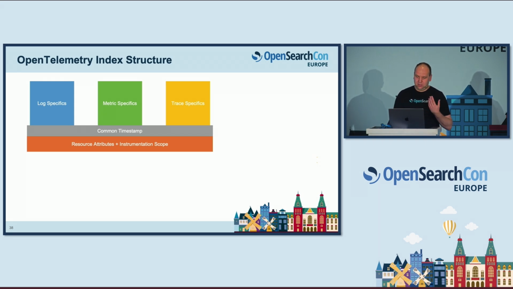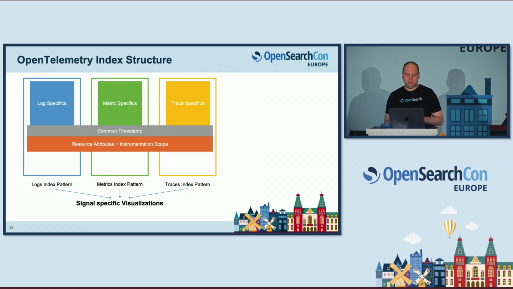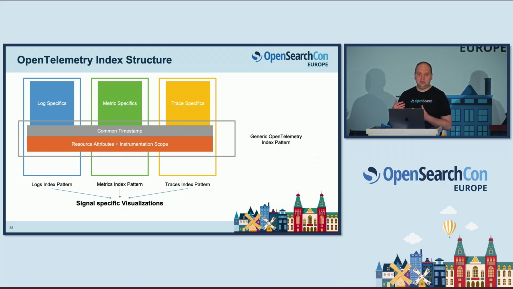That means now, when we go to OpenSearch Dashboards and introduce index patterns, it's quite clear we can create a log index pattern, a metrics index pattern, and a trace index pattern, so that in the end we have signal-specific visualizations that we can build on top. But in the target picture that I showed you, we would also want a cross-cutting index pattern on the common fields. And that allows us to create generic visualizations or selectors.